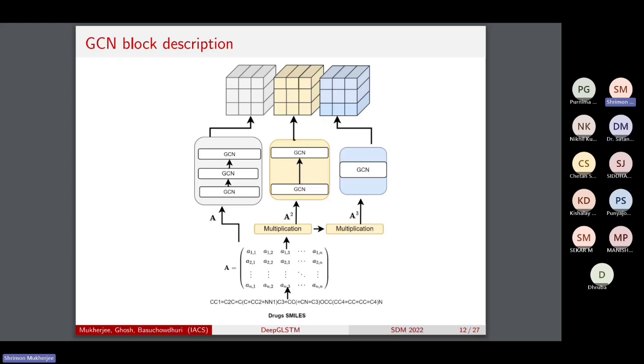Since this is not a polymer, if we consider a polymer as a molecular graph, then the number of nodes will increase. But here we consider small molecules, because drugs are basically small molecules. The number of nodes is not much greater than 20 to 30.